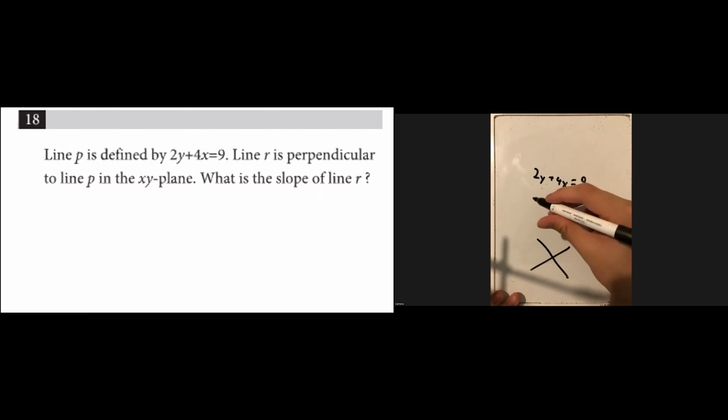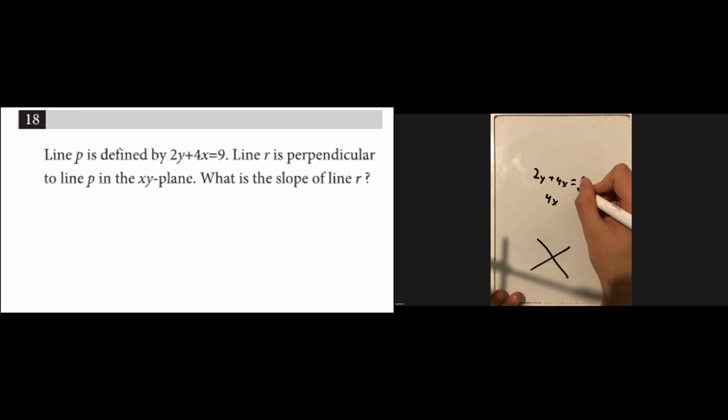Okay, so for this one, we're given 2y plus 4x equals 9. And it says line R is perpendicular, so perpendicular would be like this. And so it says, what is the slope of line R? Well, first let's get this into y equals mx plus b form.